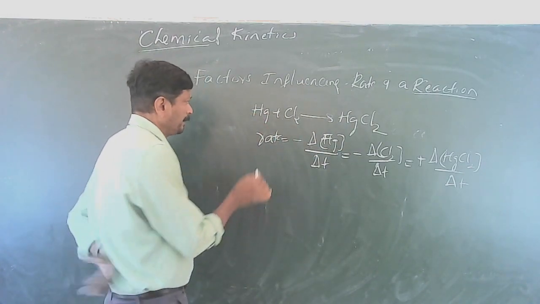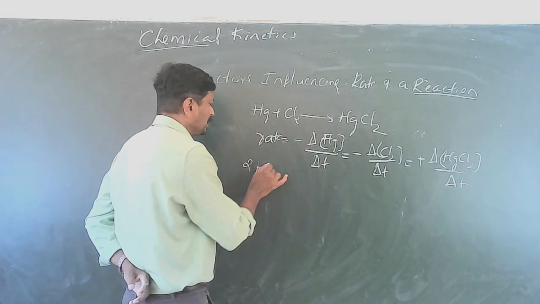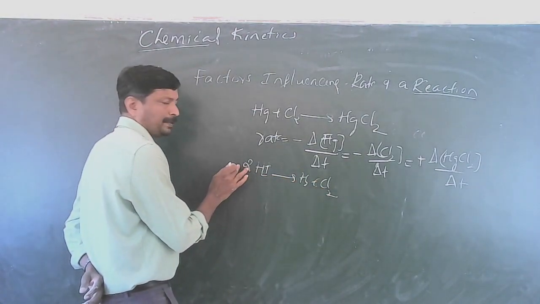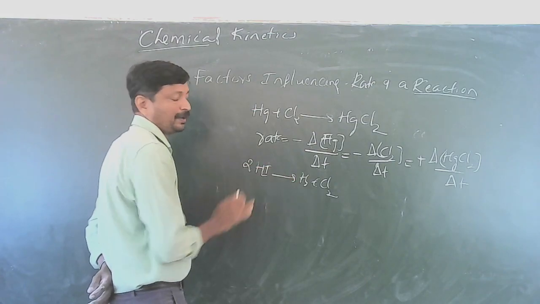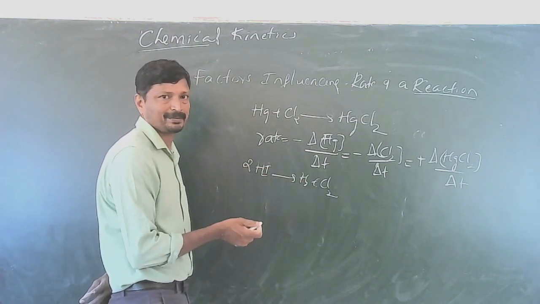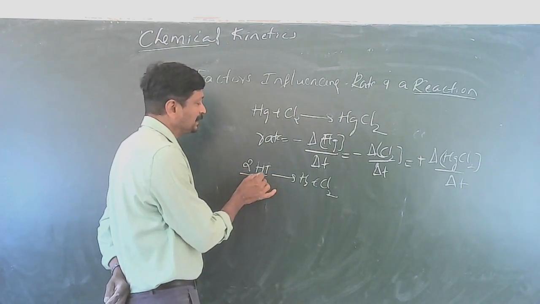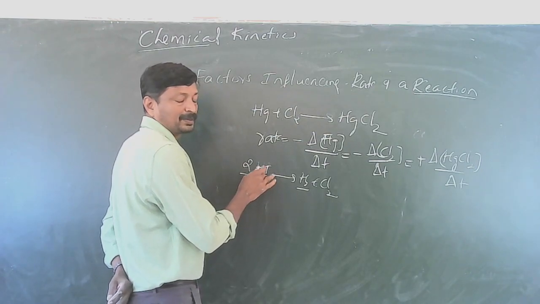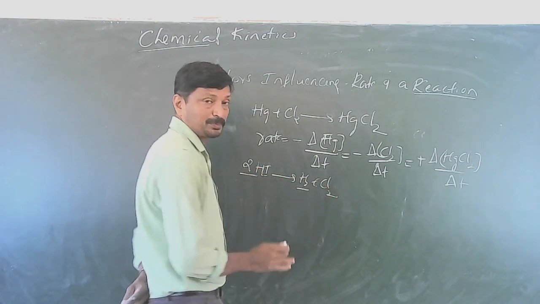So I have given one more example, 2HI giving rise to H2 plus I2. Here the rate of disappearance of HI is not equal to rate of appearance of H2 or I2. Stoichiometric coefficients are different. Here 2 moles of HI gives 1 mole of H2 and 1 mole of I2.